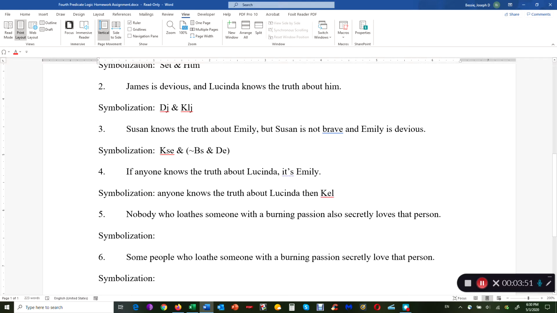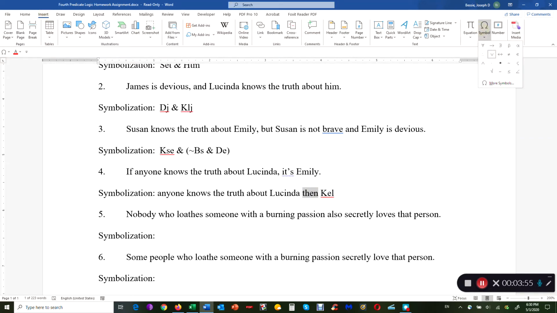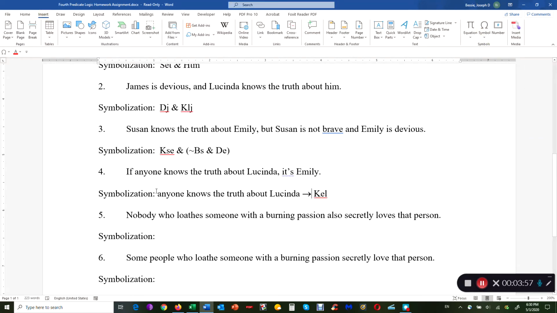So we've got a situation where in place of the then, there should be an arrow. So let's put the arrow in. So if anyone means if there is someone who. So that's going to look like this. If there exists an X, KXL. If there is an X, if there is someone, that's how you say if anyone. If anyone means the same as if someone. If there is someone that knows the truth about Lucinda, then that's Emily who does.